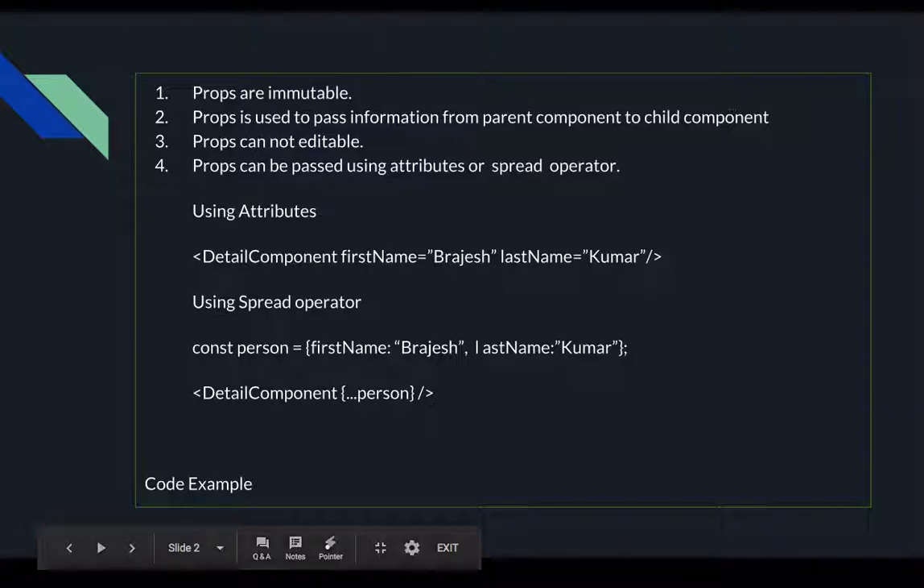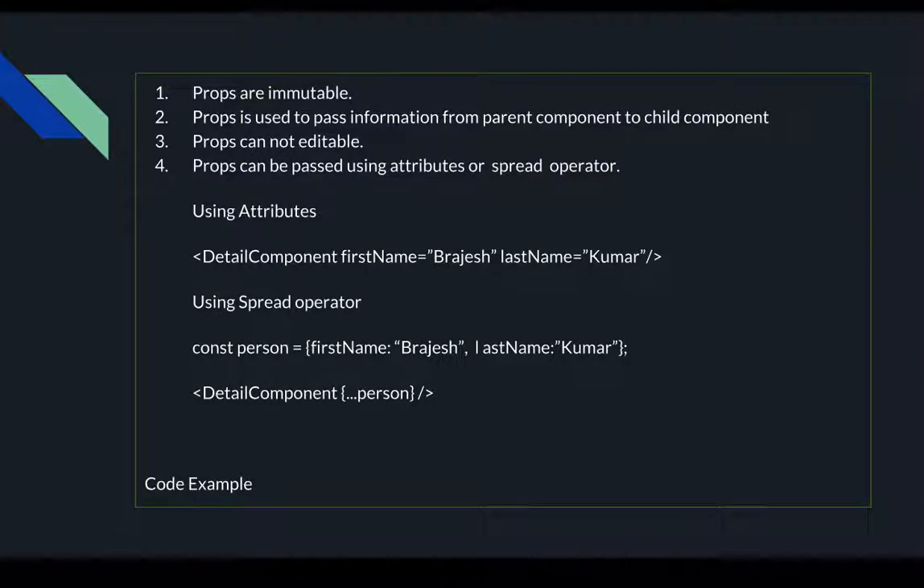Props are basically immutable, which means once you assign them, you cannot edit them. Props are used to pass information from one component to another component, but the relation must be parent and child. So you can pass information from a parent component to a child component, and it's immutable, meaning you cannot edit it. Props can be passed in two ways.